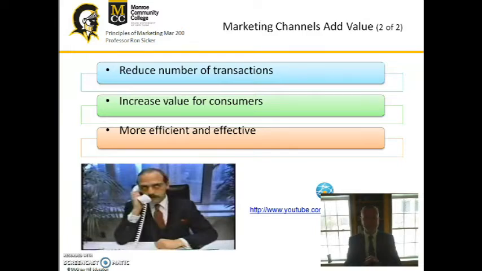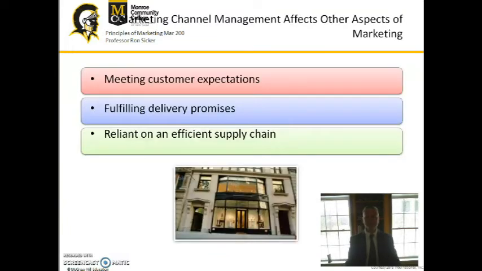And it makes it more efficient and more effective for the manufacturer because they don't have to do it. The distribution warehouse will do it for them. So channel aspects, they meet customer expectations. They bring products and services to the customer, more efficiency. They fulfill delivery promises. Look at Amazon.